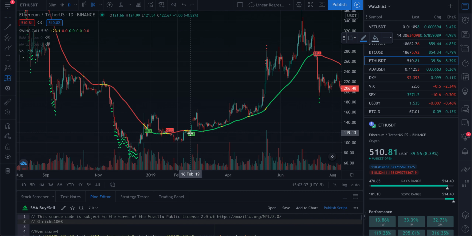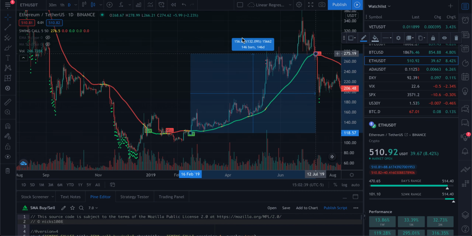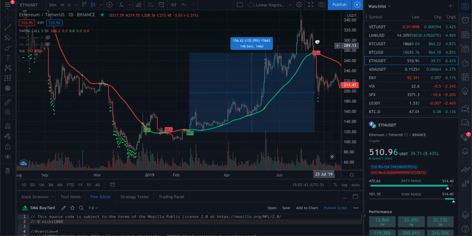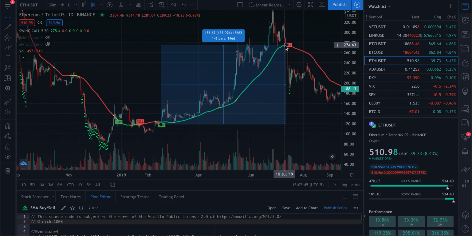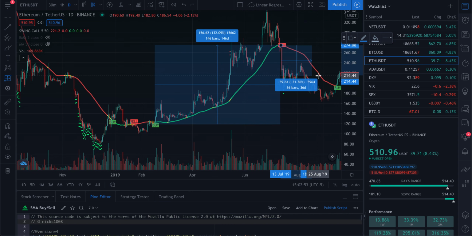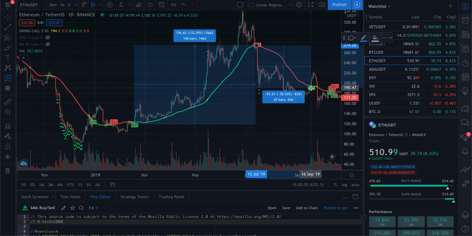Let's see. 132%, I'll take it. It's all right, you know. No, I'm just joking. But then, boom, if you know what you're doing as well, you could put in a short right here. You could have just sold double of what you have, you know. Boom. Made another 30% on the way down.